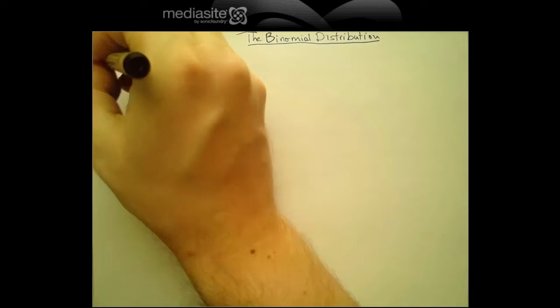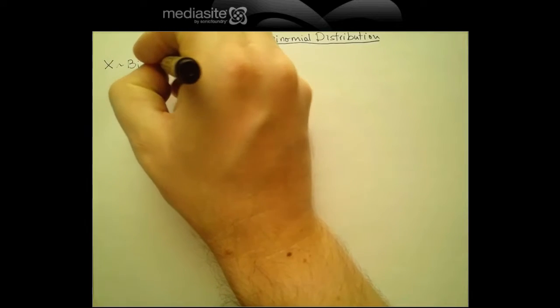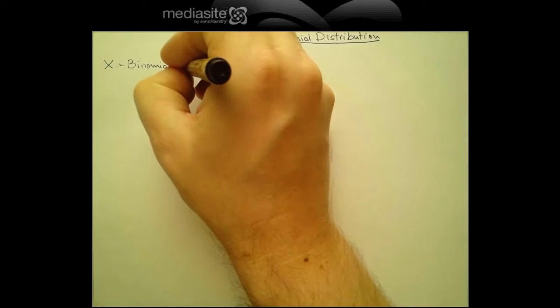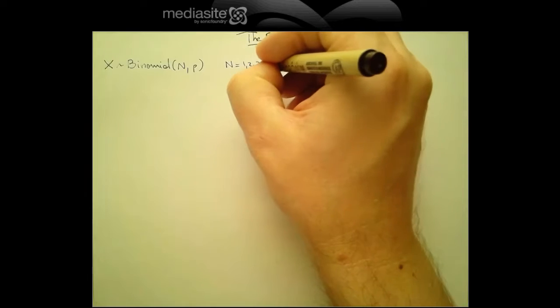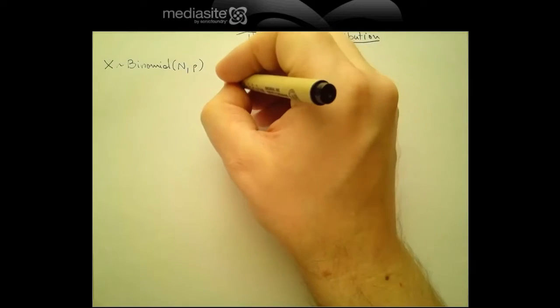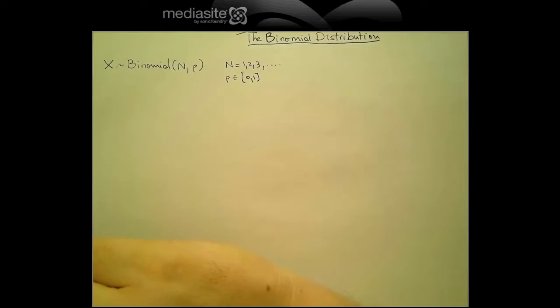Okay, let me talk about the binomial distribution. This is related to a random variable X, and we usually write something like this: X is binomial with parameters n and p. So we need two parameters. N is just a natural number, 1, 2, 3, etc., and p is a number between 0 and 1, some kind of probability.